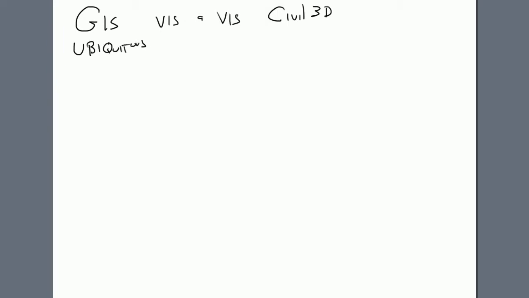I'm going to put it out here, and it's to go through a quick review of the stuff we talked about in class this week regarding GIS vis-a-vis Civil 3D. First off, things I pointed out was this concept of ubiquitous positioning and computing.